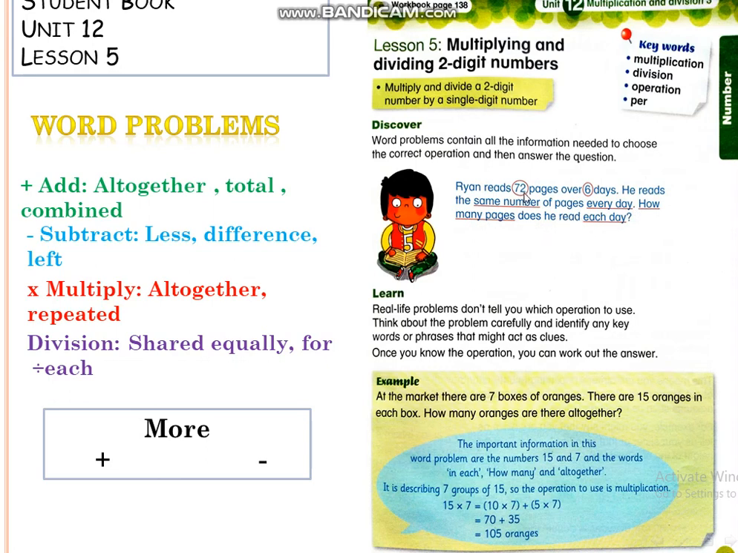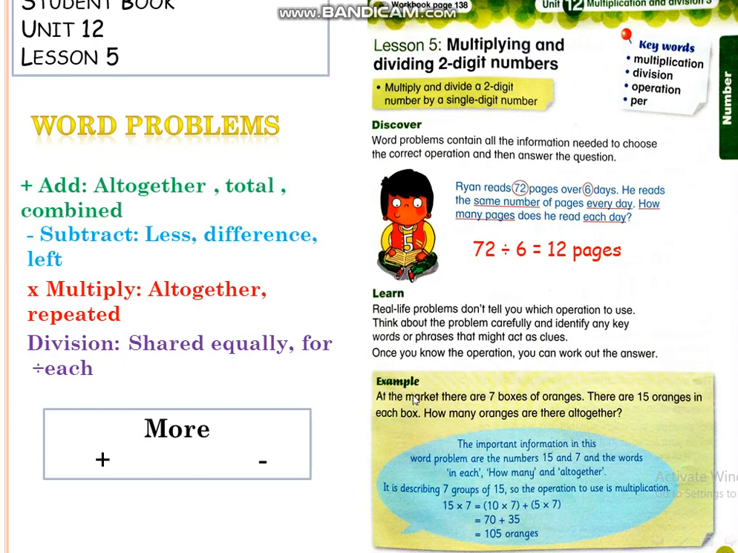Now, he reads a 72-page book for 6 days. That means over the 6 days he finished 72 pages. So if he was reading the same number for each day, you see this keyword, for each day, how many pages did he read? I guess I need to divide 72 by 6 in order to see how many 6's in 72. And the answer is going to be 12 pages. So he read 12 pages for these 6 days.